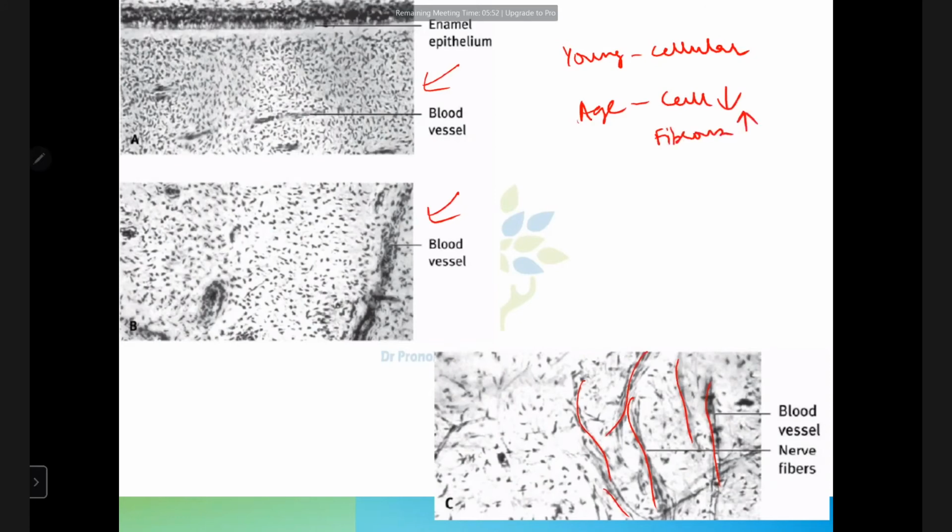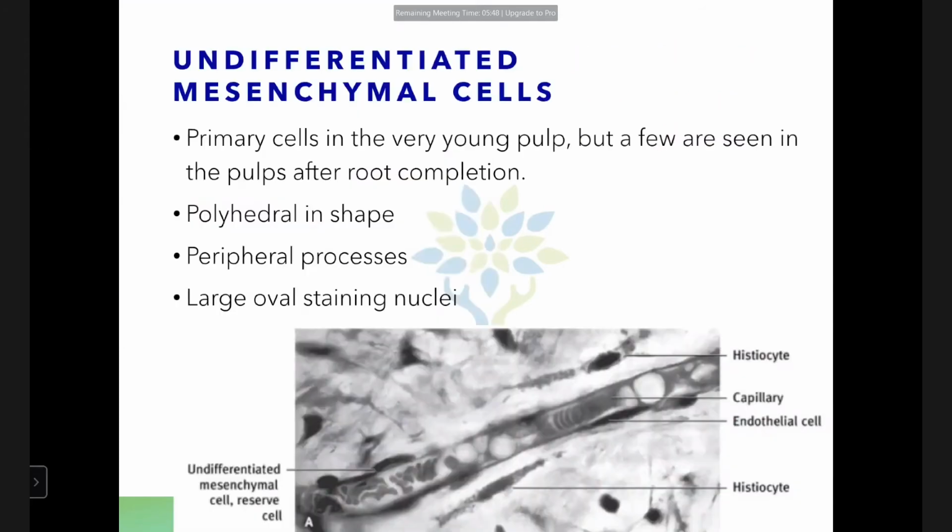Okay, next cell type in the pulp is undifferentiated mesenchymal cells. Okay, see here you can see the undifferentiated mesenchymal cells, they are the primary cells in the very young pulp. Okay, so they are seen in young pulp but very few are seen in the pulps after root completion. So in the young pulp, the undifferentiated mesenchymal cells are present. They are not seen after the root completion, or very few cells are seen after the root completion.